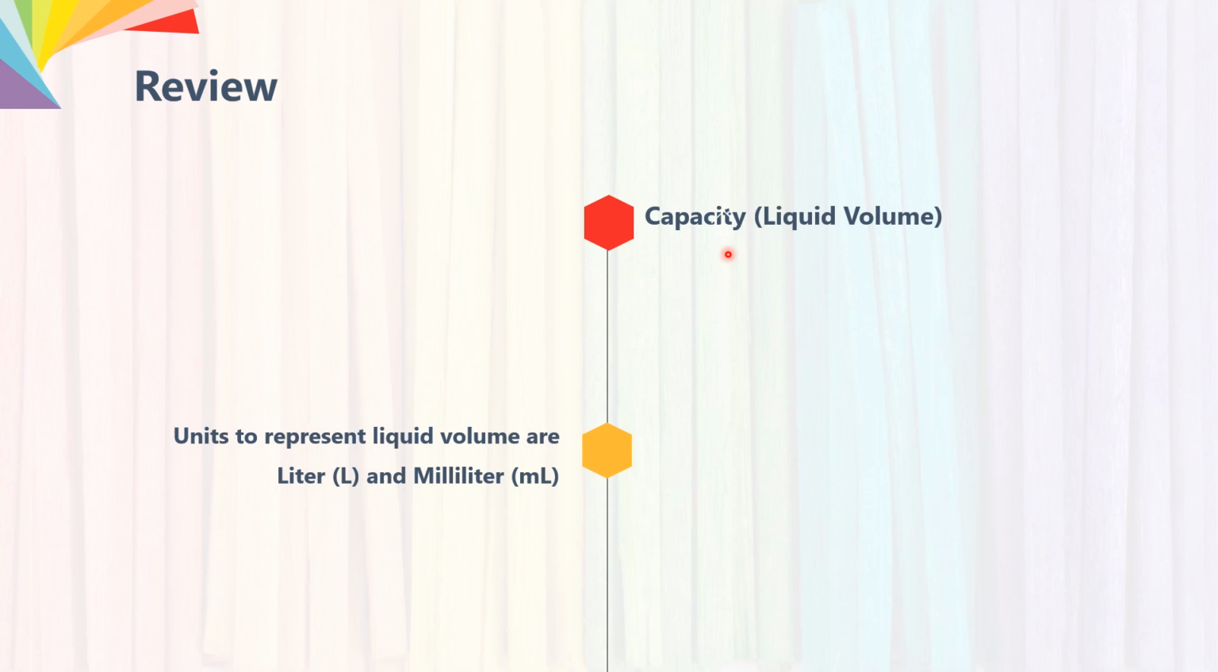Now we also discussed some standard units we can use to represent liquid volume. So quickly tell me, what were those? Excellent, liters and milliliters. Now which one is smaller between liter and milliliter? Excellent, milliliter is smaller. Now how many milliliters make 1 liter? Excellent, 1000 milliliters make 1 liter.